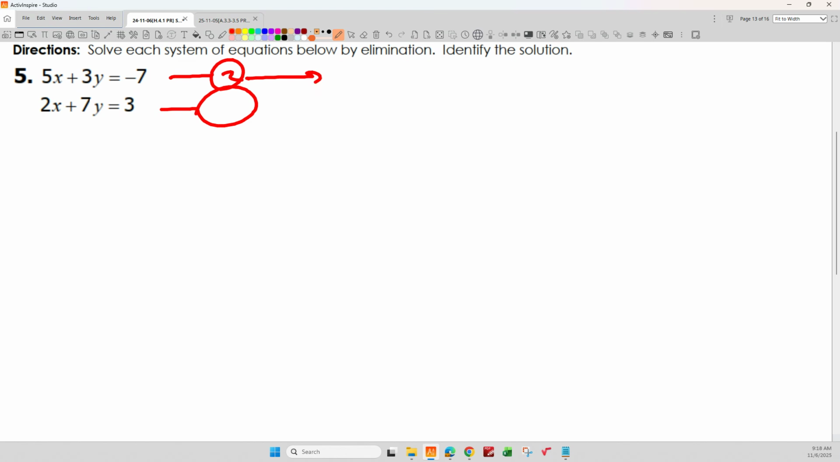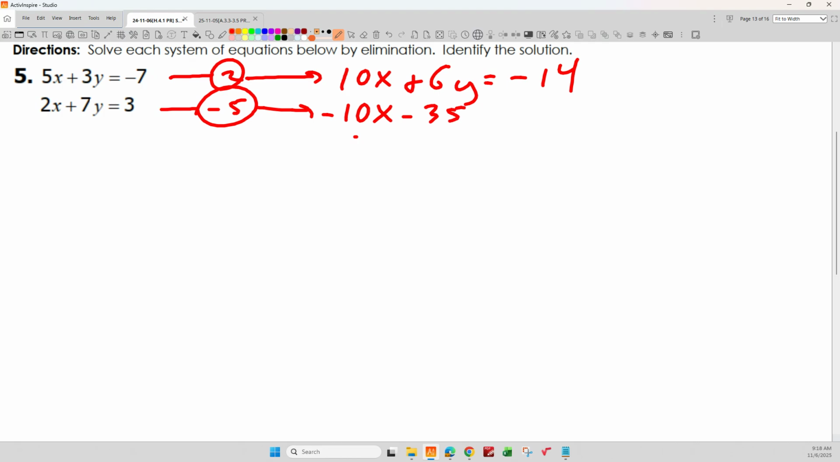And by, what's the bottom going to be? Negative 5. There we go. So what's the top equation become if I distribute a 2? 10x plus 6y equals negative 14. Okay, if I distribute negative 5 in the bottom, negative 10x minus 35y equals negative 15. There we go.